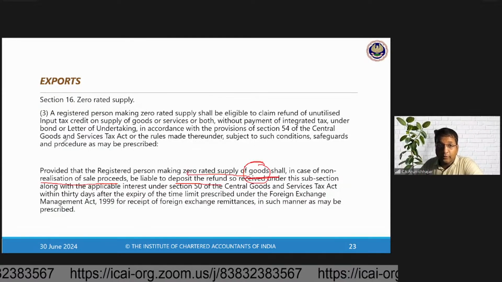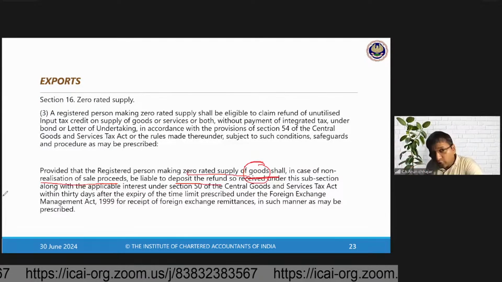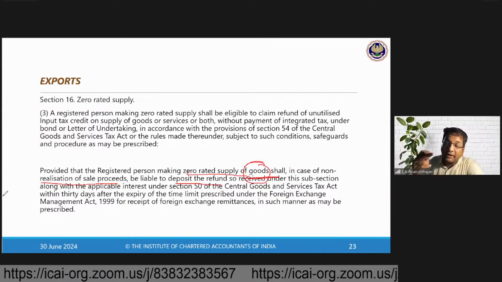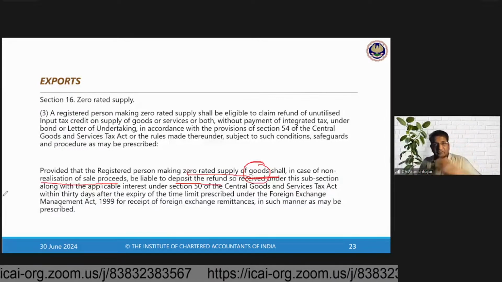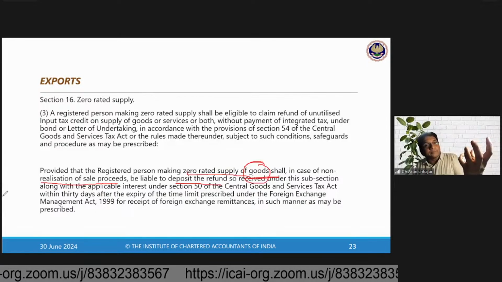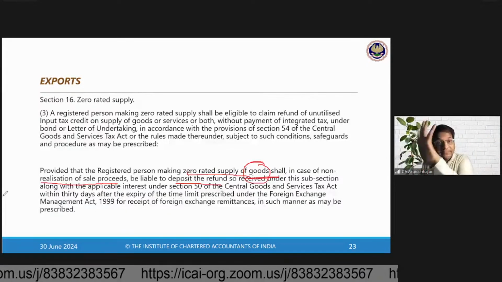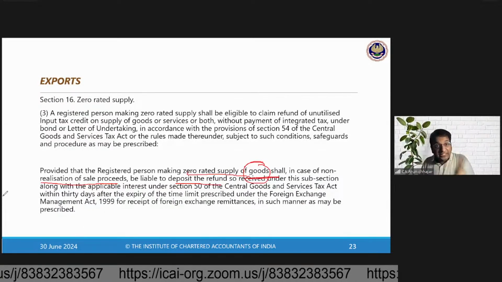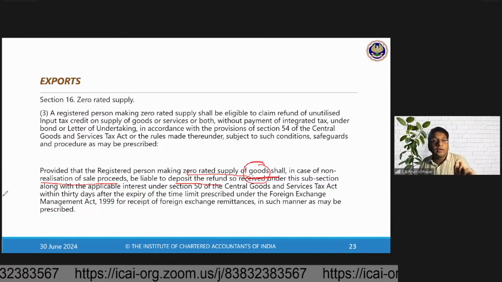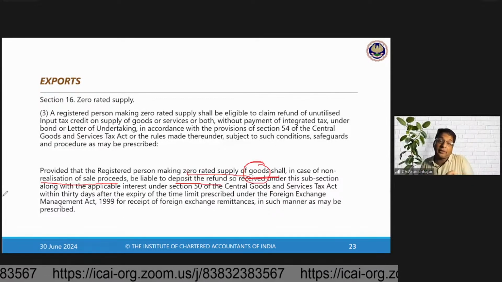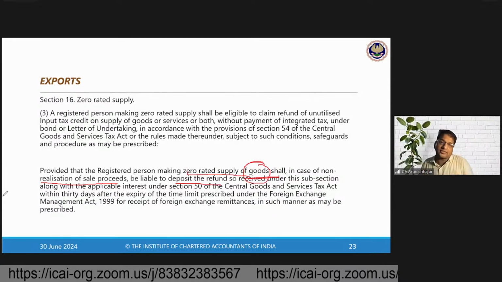I'm talking about the refund part: if you are exporting the goods, then I am entitled to take the refund even before the realization. But ultimately, if the sale proceeds are not received by me, whatever refund I have taken, I have to pay back to the government along with interest. That is Rule 96B, within 30 days. But if it is a service case, I cannot apply for the refund at all prior to the realization because I have to attach the FIRC or BRC copy with the refund application.